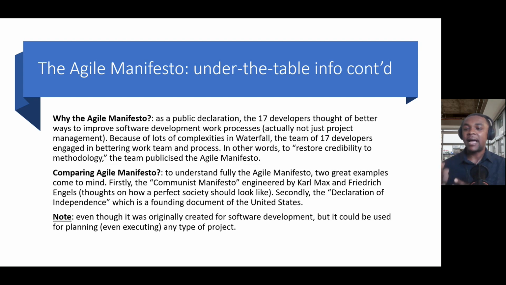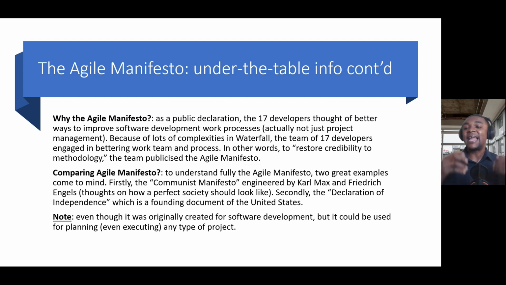If we have to compare the Agile Manifesto, what can we really correlate or link it to? Actually, for me, I would say there are two documents. I've already mentioned one, which is the Declaration of Independence, right? The other one that I would love to link, to draw your attention to what the Agile Manifesto really means, is the Communist Manifesto. If you are so much into political science, you're much closer to the Communist Manifesto, which was engineered by Karl Marx and Friedrich Engels.